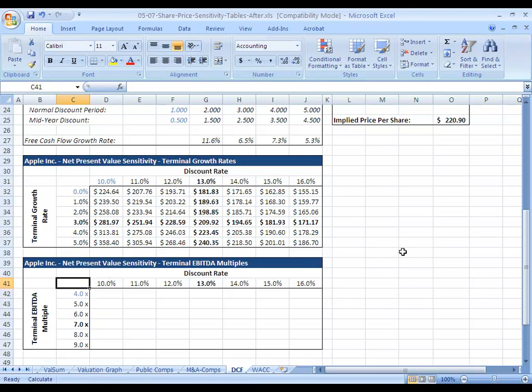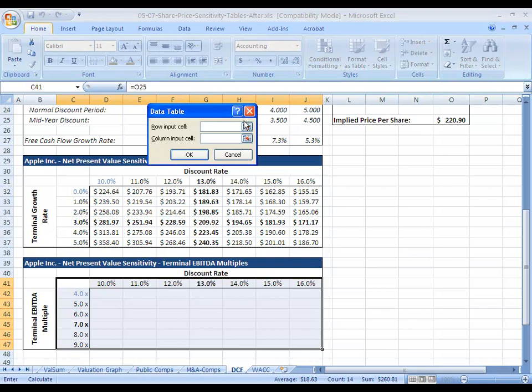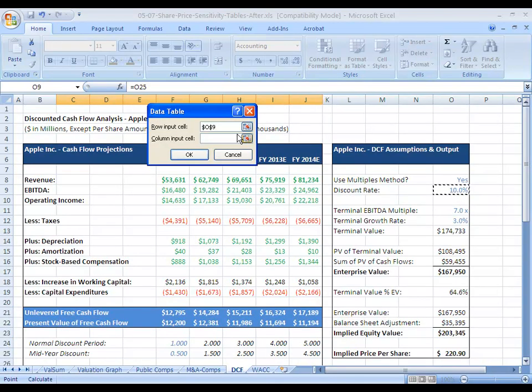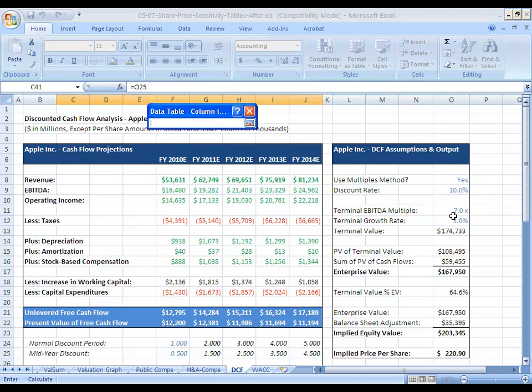For the upper left cell, remember that we want to link to the implied price per share right here. Then we want to highlight the whole table with Shift Control down and then right, Alt DT for the data table. For the row input cell, we want to be using the discount rate. And then for the column input cell, we want to be using the terminal EBITDA multiple right here.